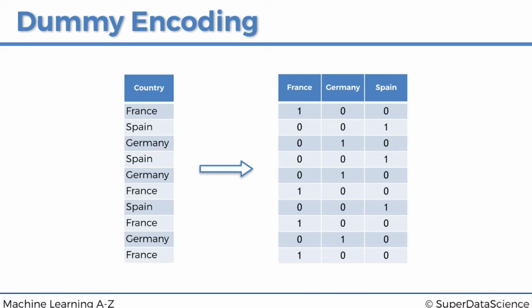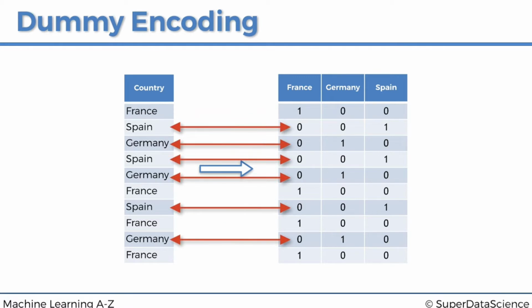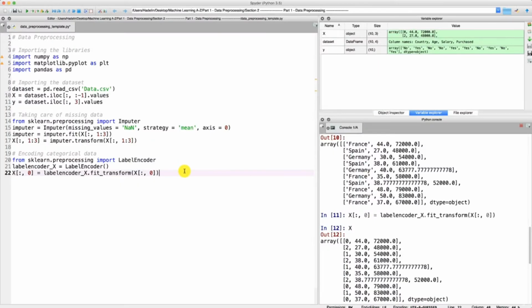Each of these three columns will correspond to one country. We're going to have the France column, the Spain column, and the Germany column. And in each column, there's going to be either 1 or 0. So, for example, in the France column, it's going to be 1 if the country is France, and 0 if the country is not France. So let's do this. Let's create those dummy variables.